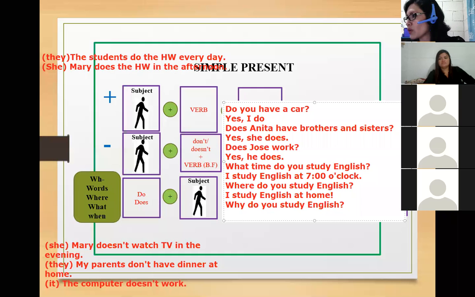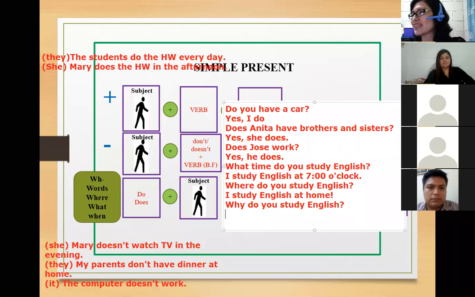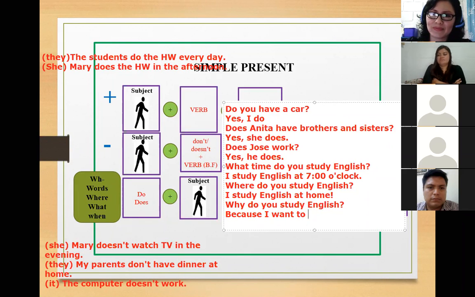What about you, Rosemary? Are you here, Rosemary? Rosemary, hello. Are you here? No. What about Janir Alberto? Janir Alberto, are you here? No? Yes, yes. Sí, dijo yes. Oh, Yanira. Yanira, sí. Why do you study English, Yanira? Why? Because I want to get a job.